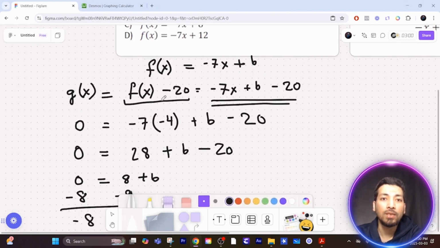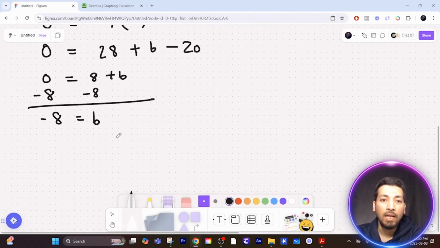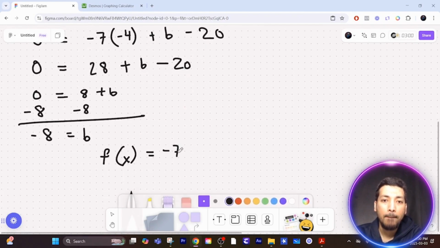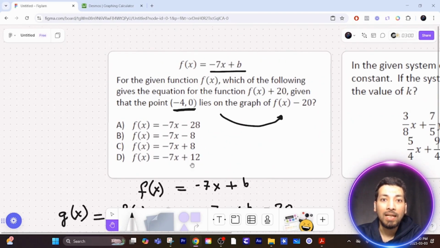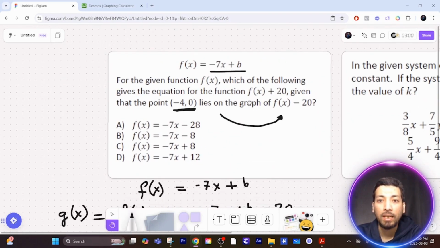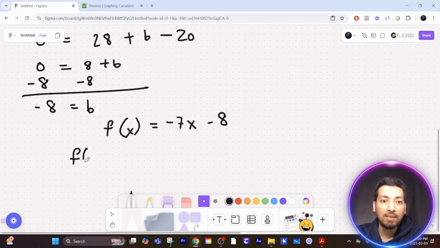So now, if you just look at this f of x function, it's f of x is equal to negative 7x minus 8. Now, it's saying which of the following gives the equation for the function f of x plus 20. So now that we have f of x, we need to go to f of x plus 20. So you can see that we have multiple transformation involved here. So you need to be very careful.